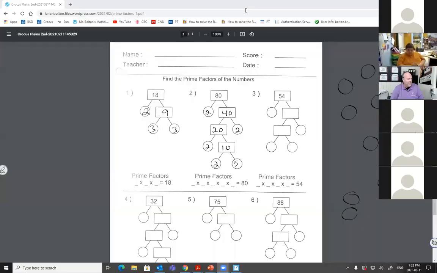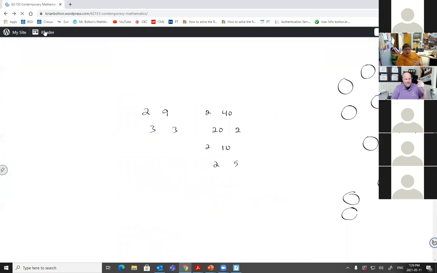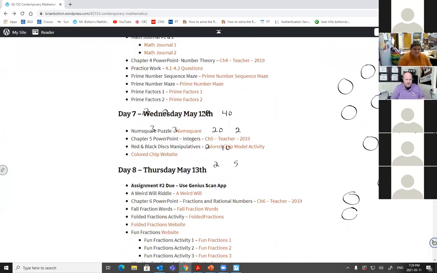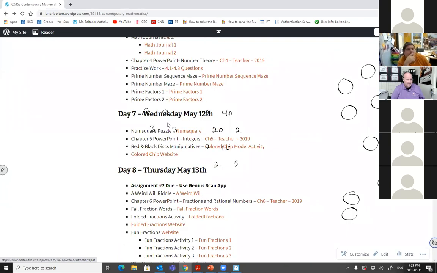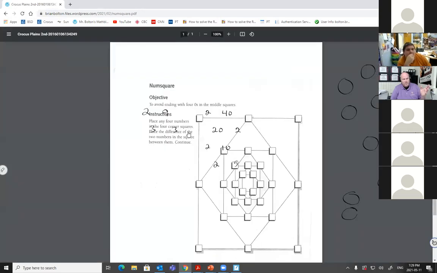So a couple things. If you get time, like tonight or tomorrow, I know there's numbers all over the place here. Tomorrow is day 7, and if you wanted to look at day 7 here, we're going to do this opening activity, which is numSquare. If you get a chance, print it off. It's way easier to do if you actually have a physical paper copy in front of you. And if you want, print a couple of them off because this is a puzzle.